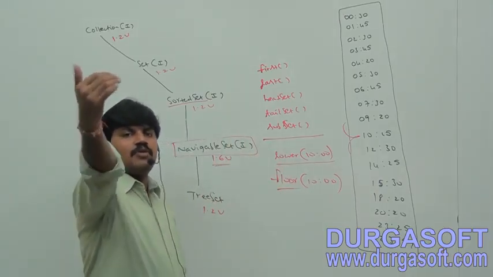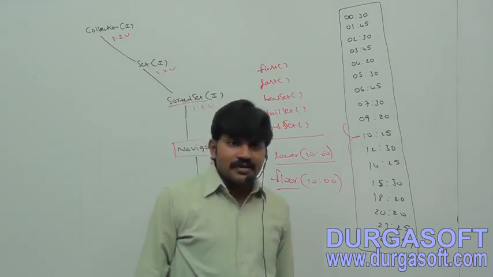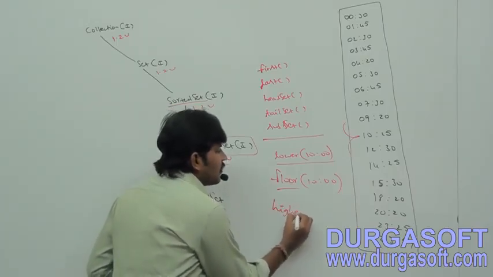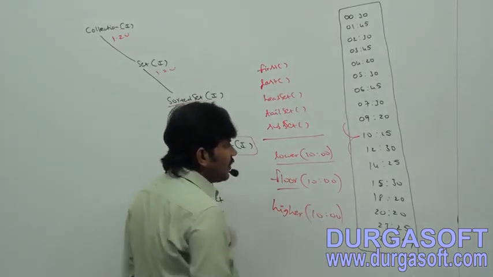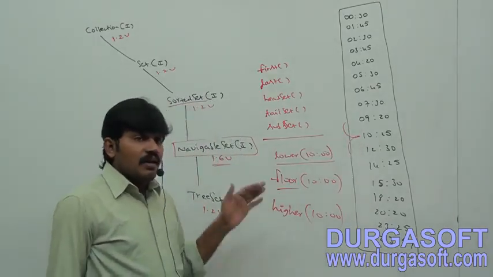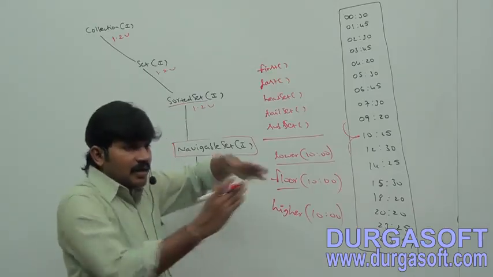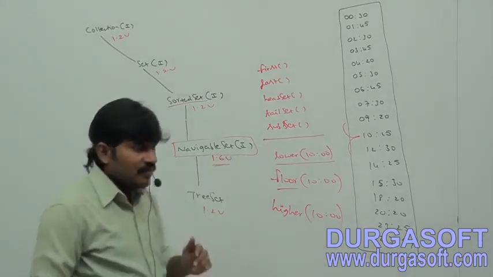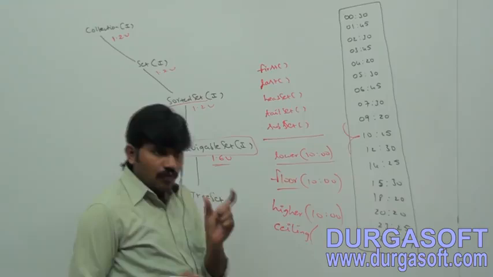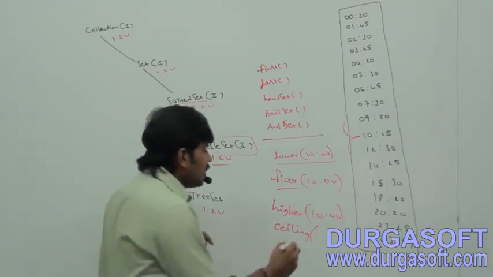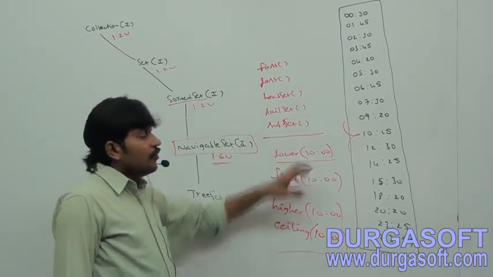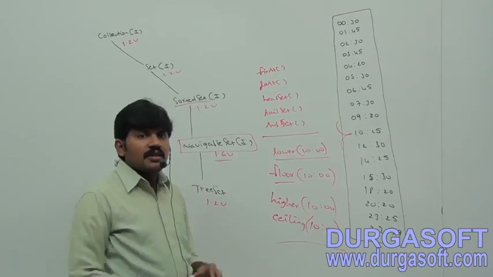Similarly, sir, after 10 o'clock, can you please tell what is the first flight? After 10 o'clock, what is the first flight? Then higher of 10. Now, can you tell what is the first flight either 10 or after 10? Either 10 or after 10, what is the first flight? Ceiling. You know the ceiling function and floor function from mathematics. Ceiling of 10 o'clock. Is it clear for all of you? These methods are available in the navigable set.